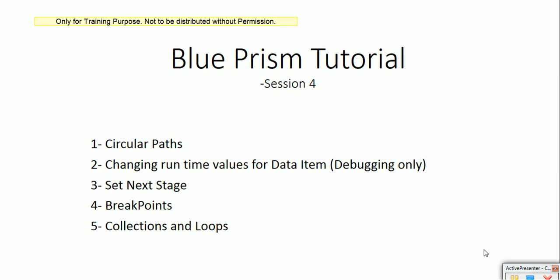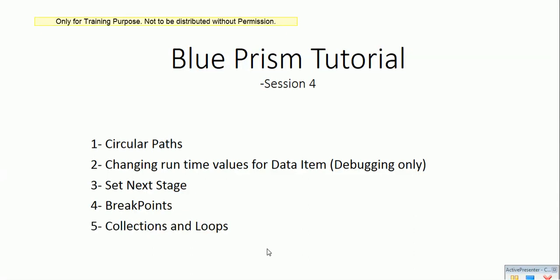We will also see how to change runtime values for a particular data item, which are particularly useful in debugging mode. Let's say you are doing a loop for hundreds of items and you don't want to see all 100. You want to just see first, second and then the 99th and 100th item. So in that case we will see how we change the runtime value of the counter parameter so that we can directly jump to the 99th item. We'll see some debugging techniques which are very useful.